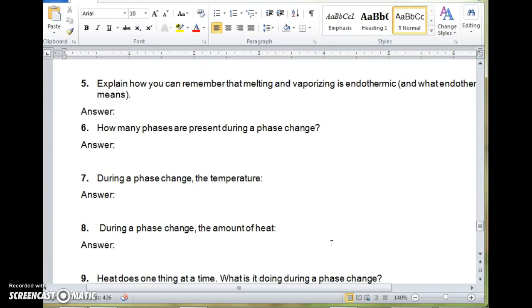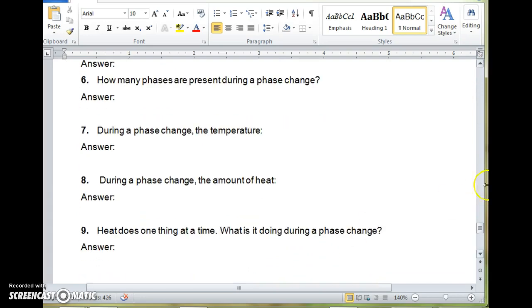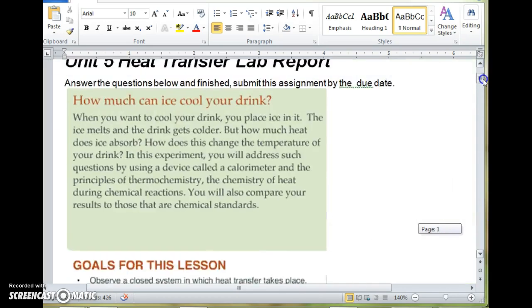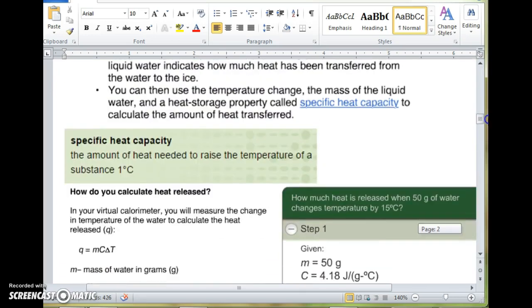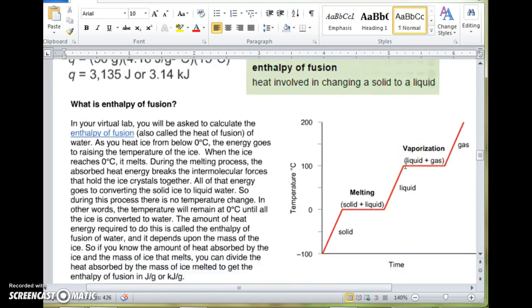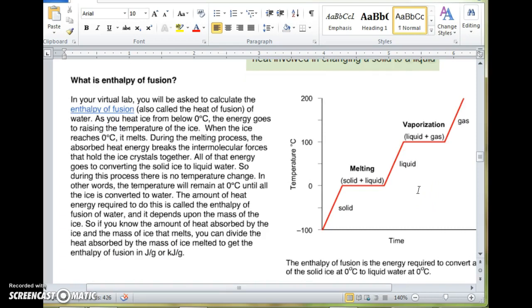And we have a few questions about phase changes. So let's go up here and I'll just go ahead and ask them. So when we look at our phase changes, during a phase change, how many phases are present? So phases are solid, liquid, and gas. And when you have an actual phase change happening, how many phases are present? 2. When it's melting, you have the solid and the liquid. When it's vaporizing or boiling, you have the liquid and the gas.